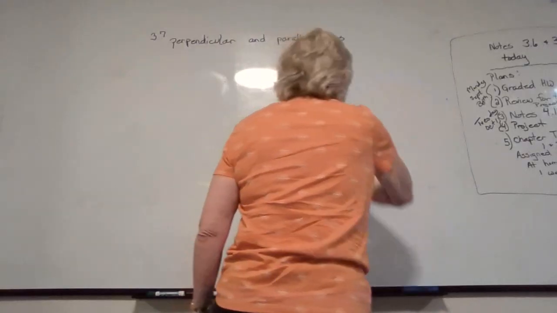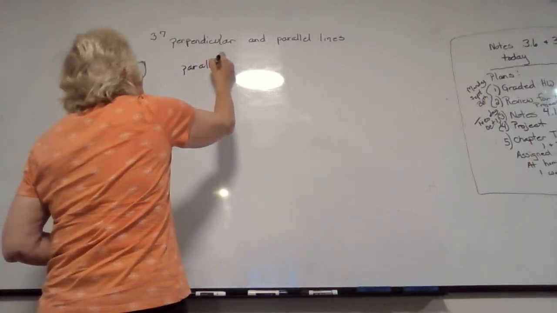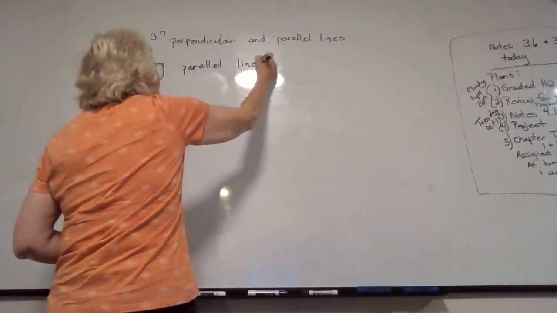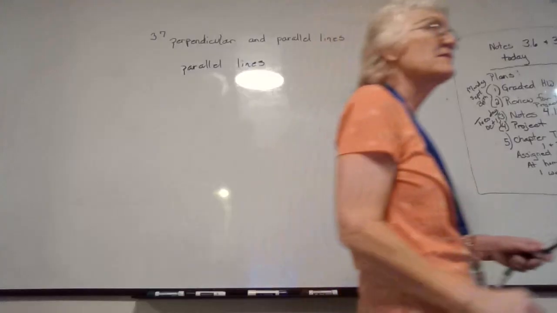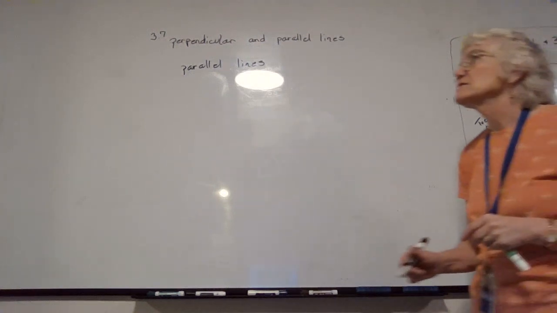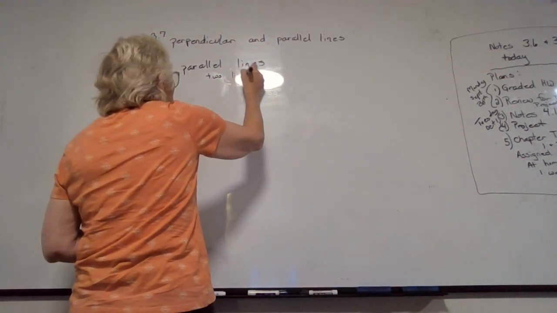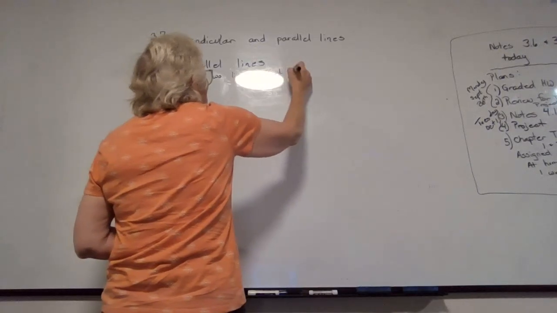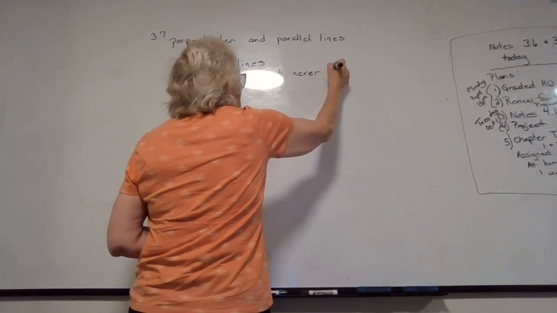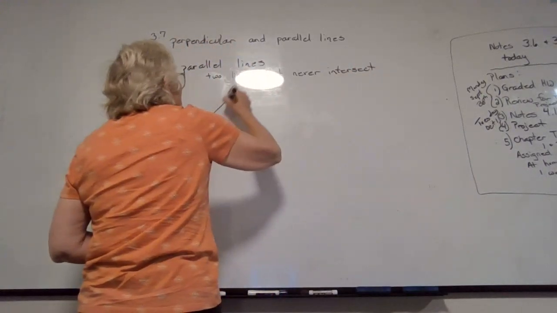Now we're going to go into parallel lines. Okay, somebody from previous math classes, what is a parallel line? Yes, when two lines don't intersect. That's correct. They never intersect. So it's two lines that never intersect.